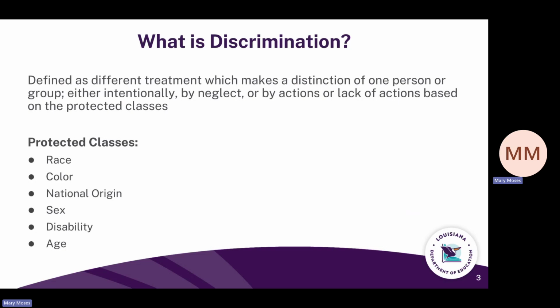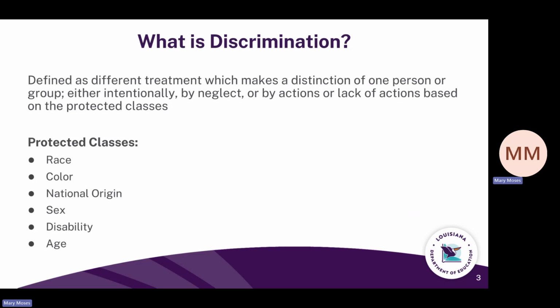Discrimination is defined as different treatment which makes a distinction of one person or group. This can be intentional, by neglect, or by actions or lack of actions based on the protected classes. Examples of discrimination include giving one group or type of participants larger or extra helpings of food, such as giving boys more than girls, separating genders, failing to provide children with a dietary disability an accommodating meal, failing to provide program information to all potential program applicants.